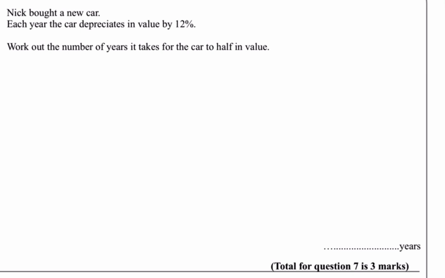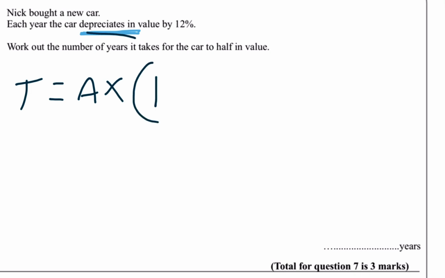So this question doesn't involve interest, but this time look at the key word here, depreciates, when there's a fall in value. So we're going to use the same formula again. T equals amount multiplied by, open bracket, 1, but because it depreciates, the amount drops. So it's 1 minus the rate over 100, close brackets, to the power of n.